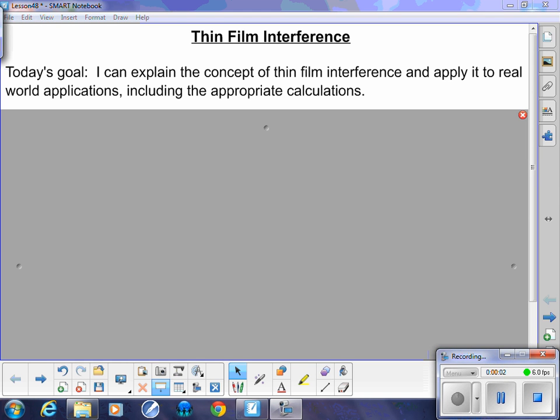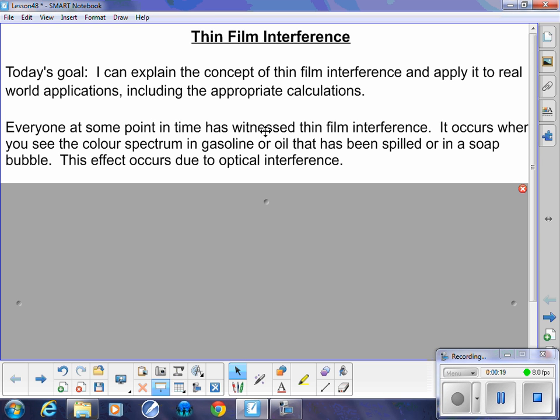Hello and welcome to the lesson on thin film interference. Today's goal: I want you to be able to explain the concept of thin film interference. By the end of it, you need to be able to explain to me what it is, and then I want you to be able to tell me some of the applications and do the appropriate calculations. So let's talk about what it is.